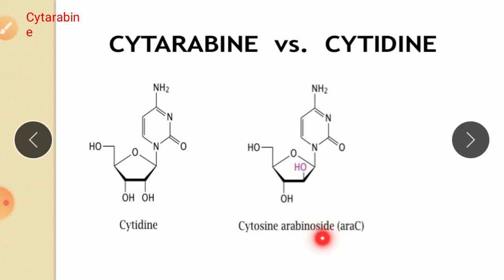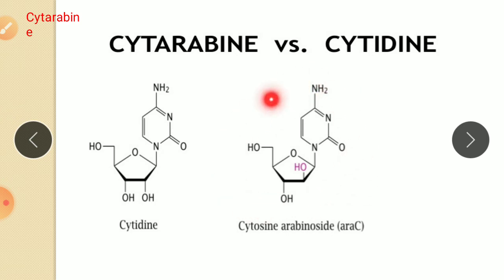This Ara is designated for the arabinose sugar. So it is an arabinose sugar. This one is a ribose sugar, but here is an arabinose sugar. The difference between ribose and arabinose sugar is only the epimeric hydroxyl group. In arabinose sugar, the hydroxyl group on the second position is above the plane, but here it is below the plane. So the only difference is this hydroxyl group on the second position, above or below the plane. Cytidine contains ribose, but this anti-cancer drug, cytarabine, contains arabinose. Therefore, it is called Ara-C. So it has a structural similarity with cytidine.